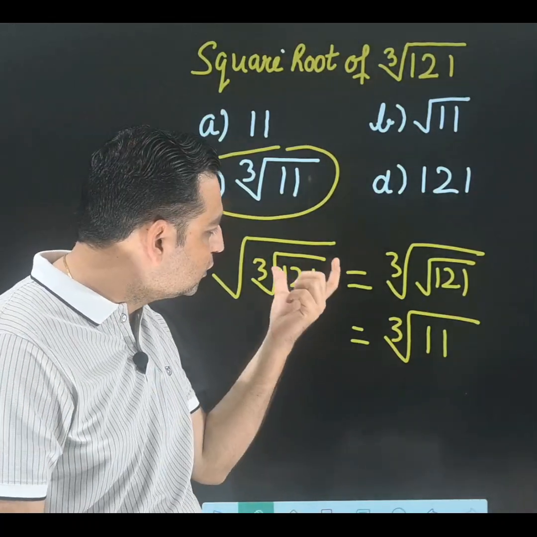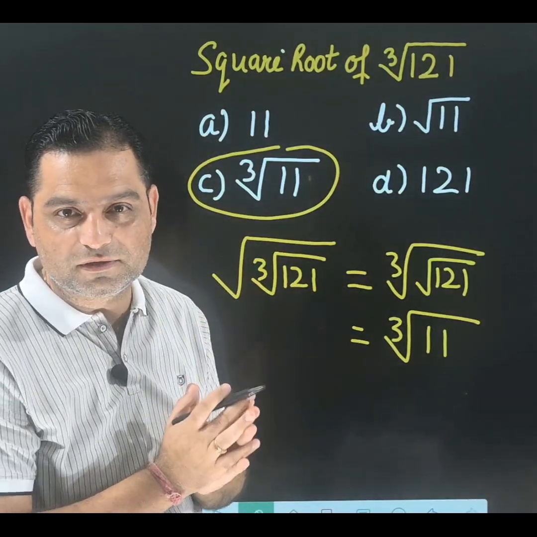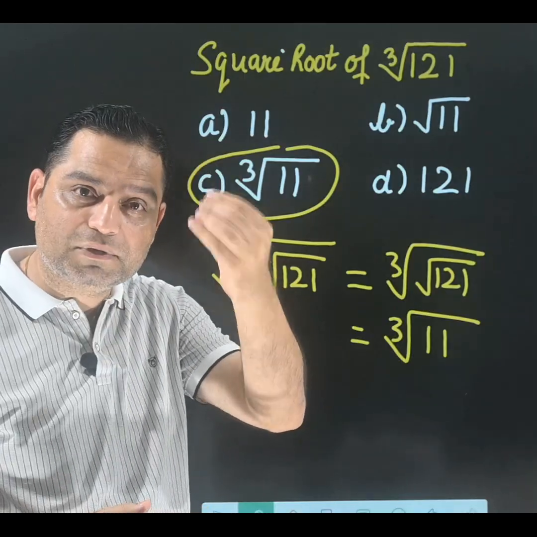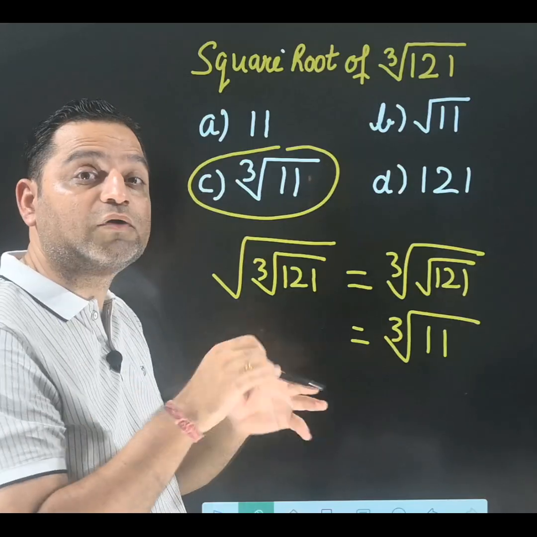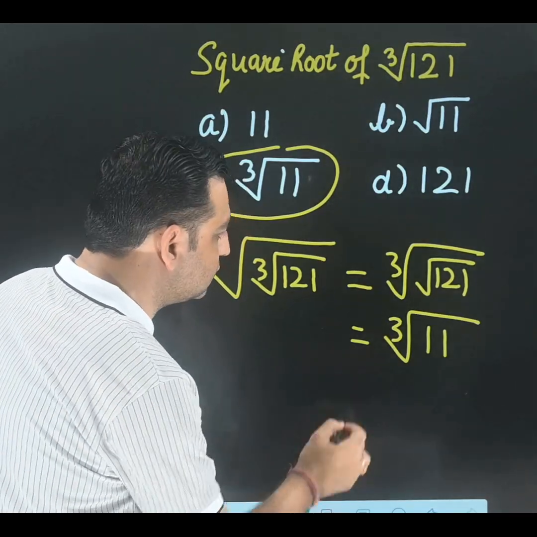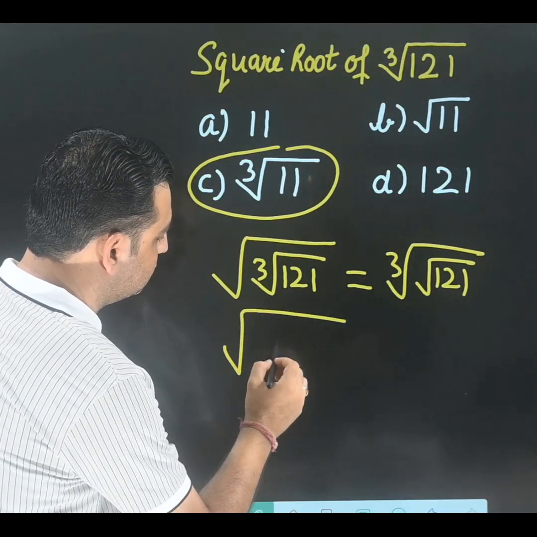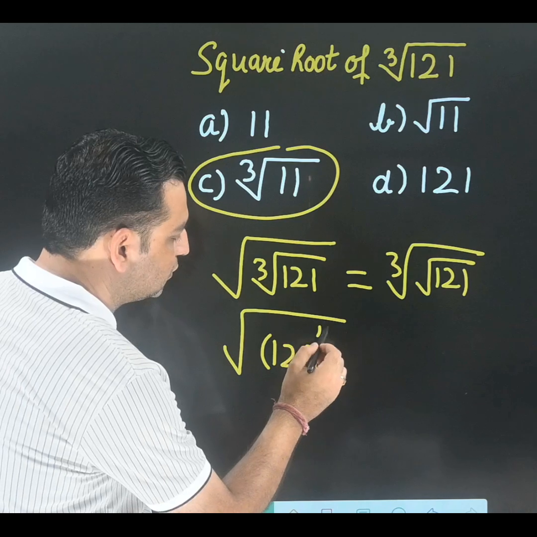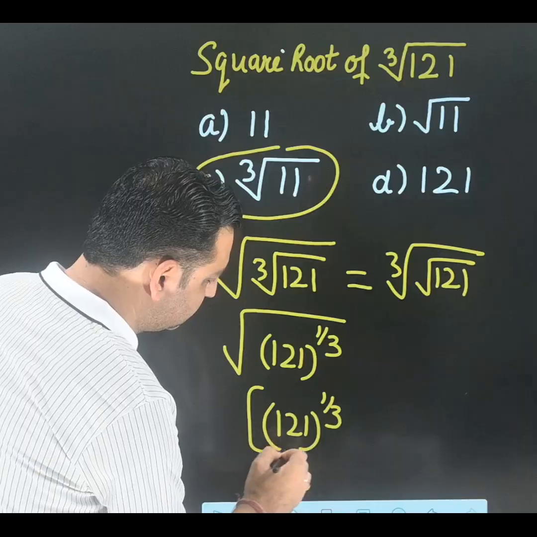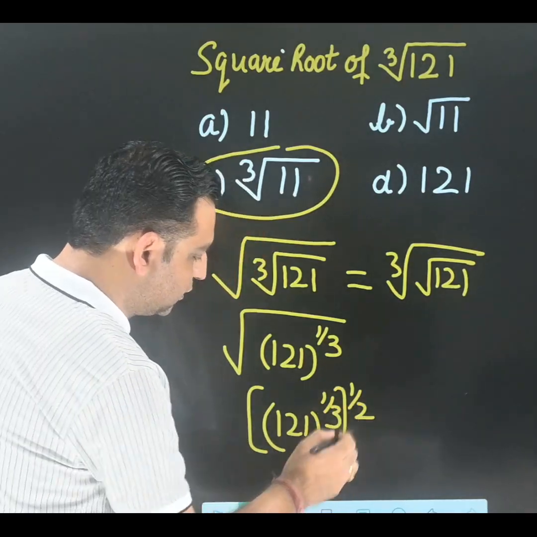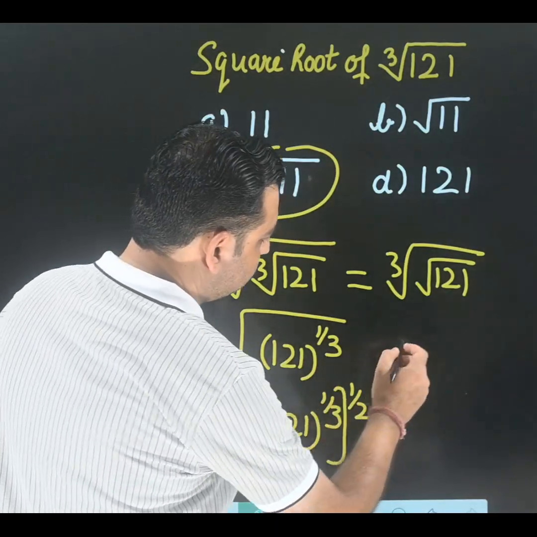But the point is not only to learn this particular concept, otherwise it becomes cramming. Concept should be clear. And this question may arise in your mind: why is this so? Square root of cube root and cube root of square root, why are they equal? I can also explain that. How? Let's suppose I am solving the left side. This is 121 to the power 1 over 3, as I explained earlier. And now if you remove the further bracket, this is what you get: 121 to the power 1 over 3 to the power 1 over 2.